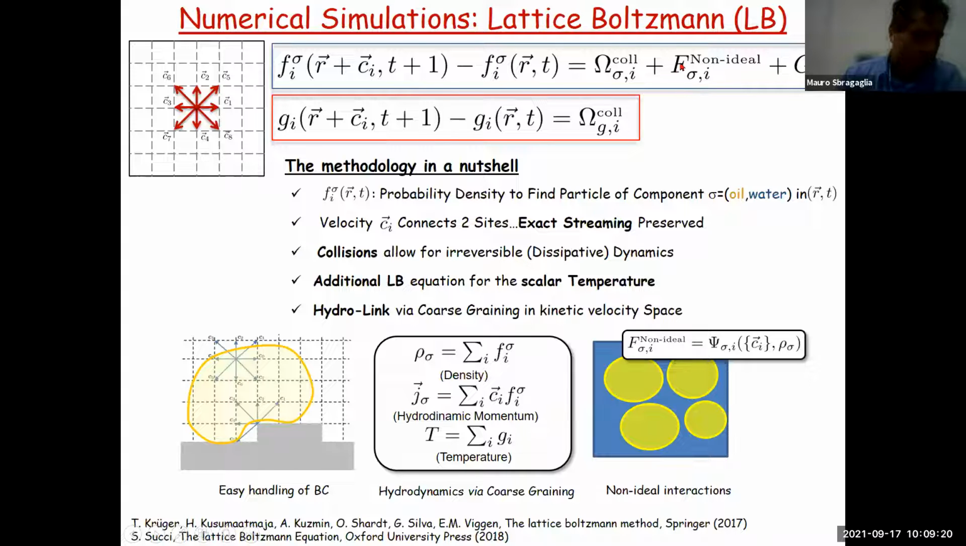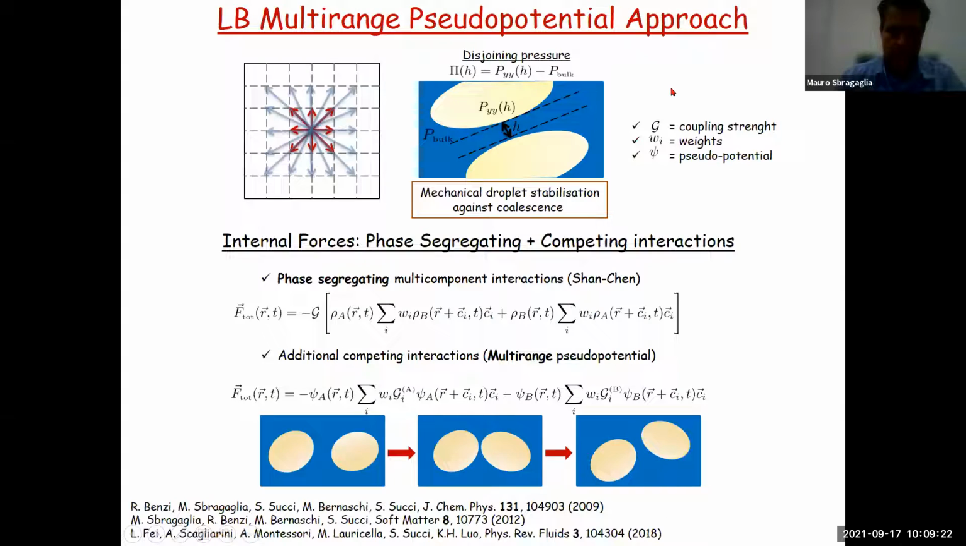Regarding the non-ideal contributions, we work in the framework of the Pseudo-Potential Lattice Boltzmann approach, with forces. First of all, we introduce a phase segregation between the two components, and this phase segregation is further supplemented by some competing interactions, which are instrumental to introduce some positive disjoining pressure at the interfaces, which is really instrumental to prevent the droplet coalescence in the numerical simulations.